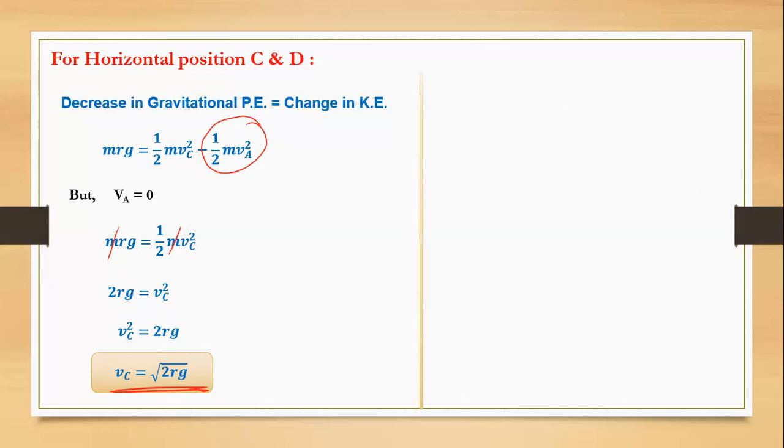In a similar manner, we can write it for point D, which is at the same level. Because point C and point D are both at the same level, the speed at both points must be the same. So the speed at point D is root 2rg.